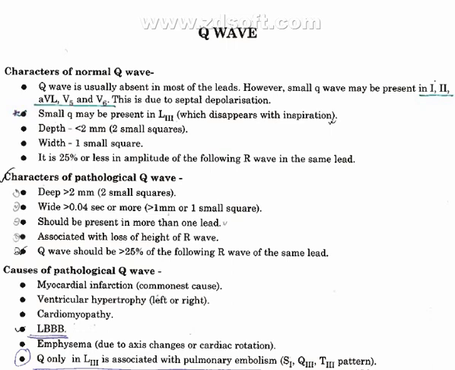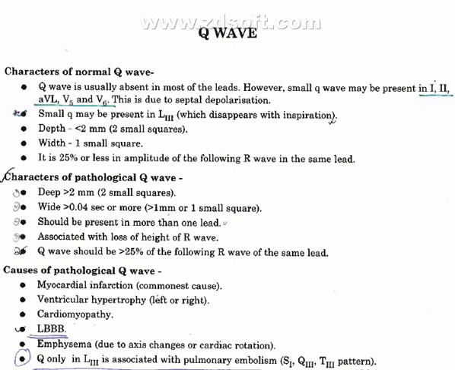Depth of the Q wave is normally less than 2 mm, that is less than 2 small squares, and width is less than 1 small square or less than 1 mm. It is 25% or less in amplitude of the following R wave in the same lead.